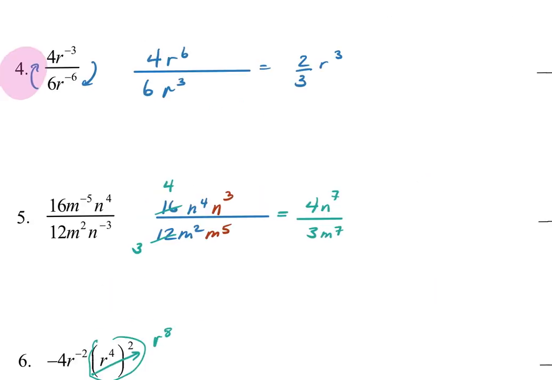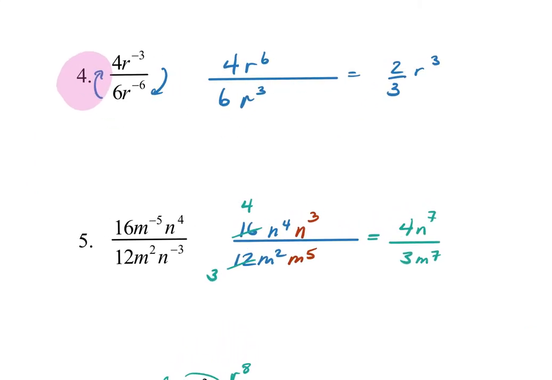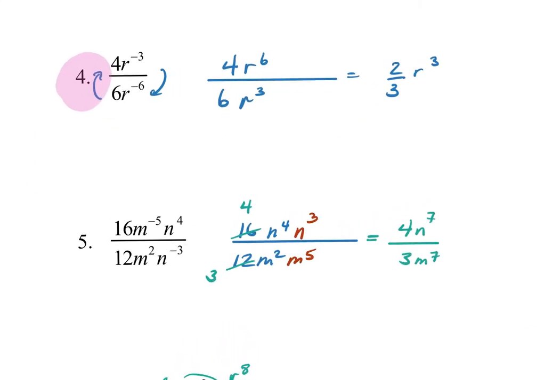For number 4, you've got 2 parts to kind of look at separately. The coefficient part, which is the 6 and the 4. 2 goes into both of those, so 2 goes into 4 twice and into 6 3 times. That's how we'd simplify those, just like a regular fraction. But then the other ones, the r's have negative exponents. So the r to the negative 6 is going to come to the top as r to the 6th.